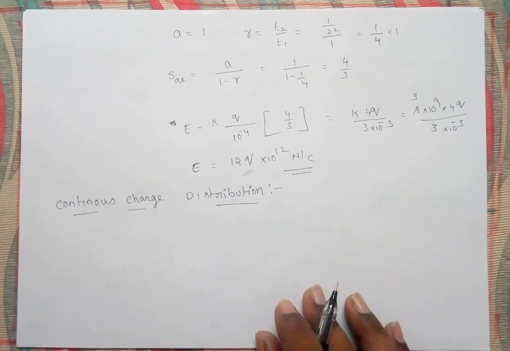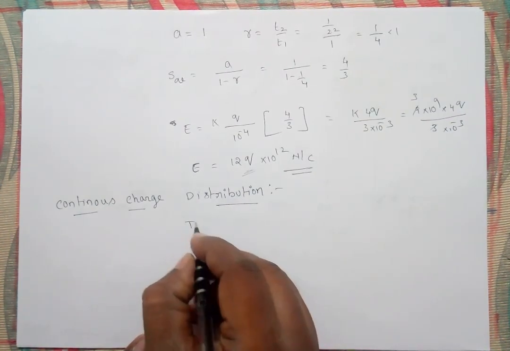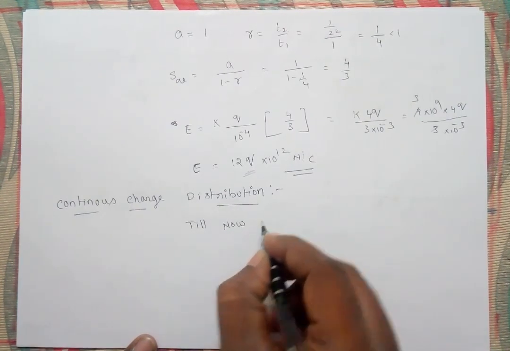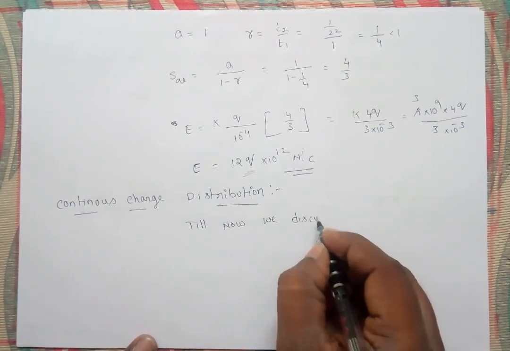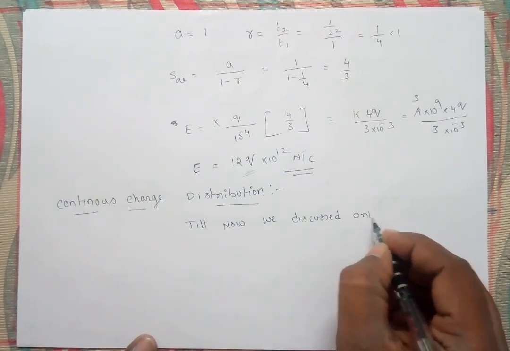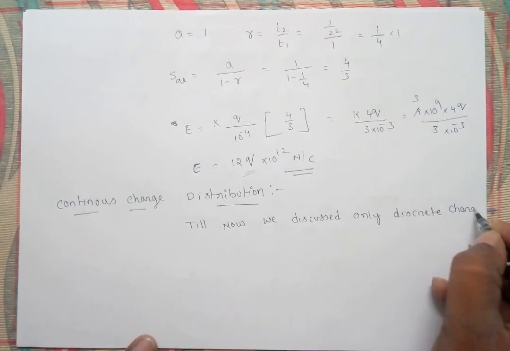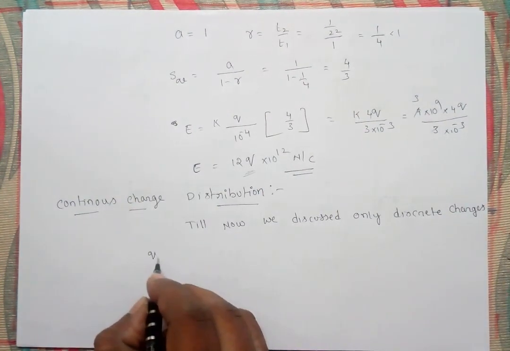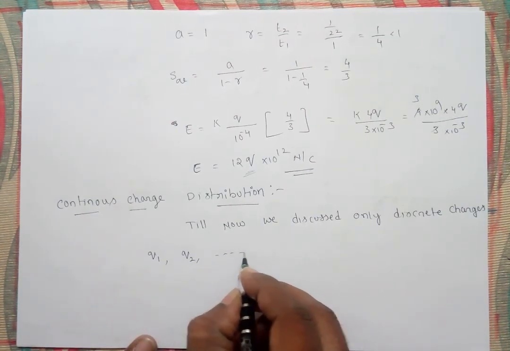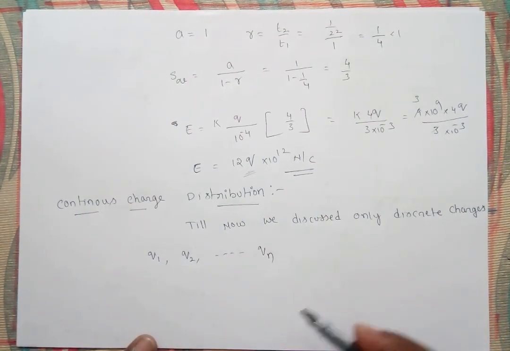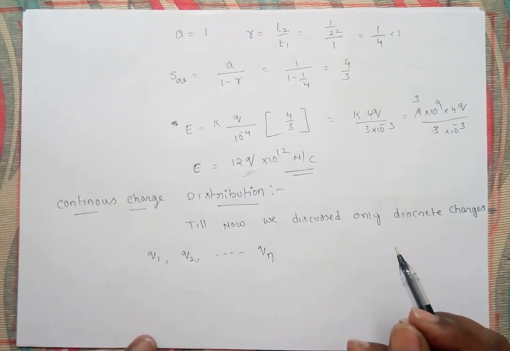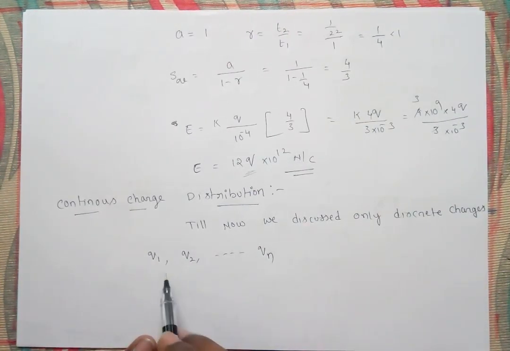What is continuous charge distribution? Till now we discussed only discrete charges, in the sense point charges, that is q1, q2, etc., qn. If point charges are there, we can treat them as discrete charges q1, q2, like that.